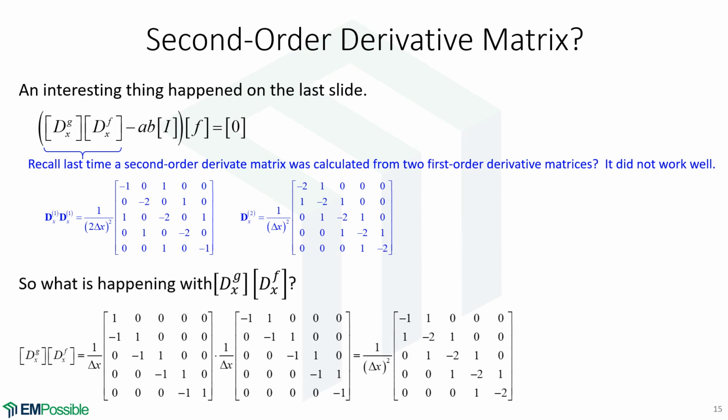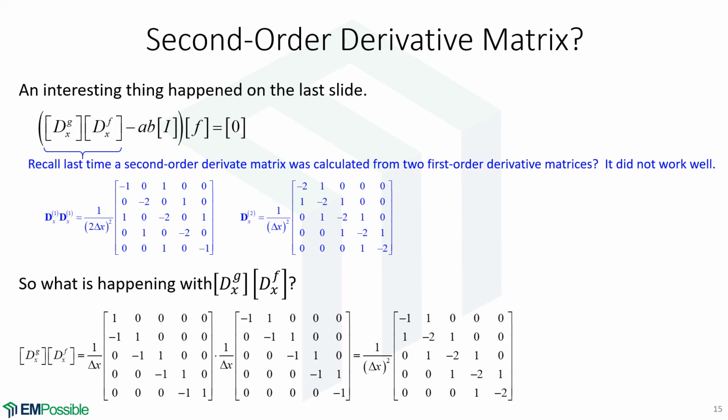Well, let's multiply them together. Look at what we get. This is actually the correct matrix, other than some boundary condition things that may be going on. That's another topic. But this is a perfect matrix. 1 over delta x squared, and that's the expression that we would have for calculating a second order derivative. So that is sort of magical.